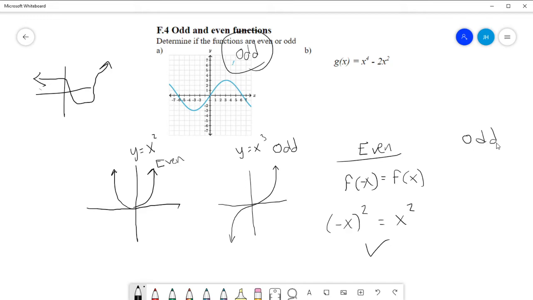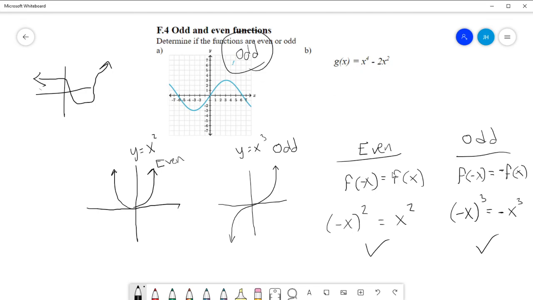Odd functions have the following property. When I plug a negative inside of it, it is equivalent to the function with a negative outside. So you see how the negative goes from the inside to the outside. For example, the x cubed function. If I plug negative x into x cubed, a negative value to an odd power stays negative. And look, this is x cubed, which is f of x, with a negative on the outside. So it is odd.